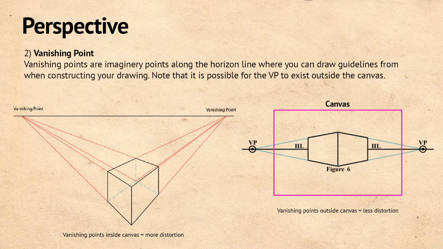As a rule of thumb, if the vanishing point exists within the canvas and your canvas is relatively small, the objects that you draw would tend to look a little bit more distorted as compared to if the vanishing points are located outside the canvas. The object that you'll be drawing will look, I guess, more regular. It doesn't have that fish eye kind of effect.